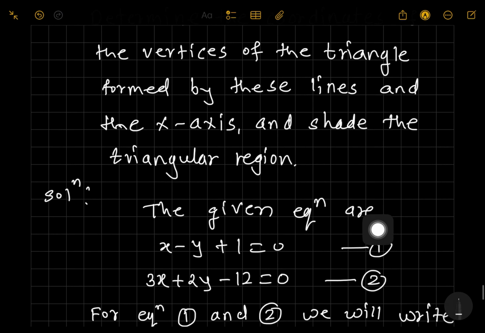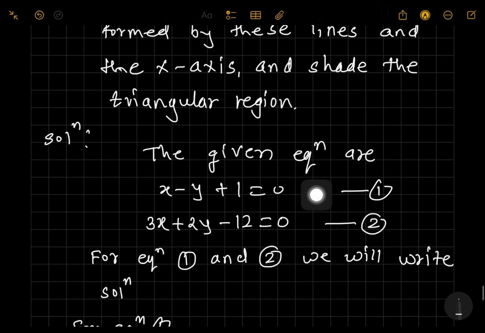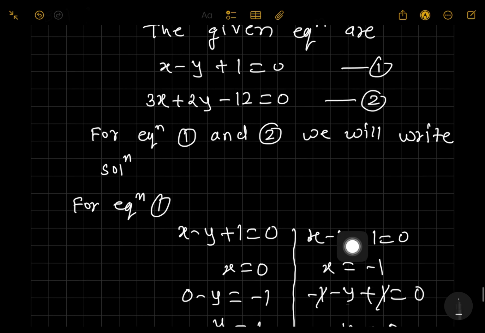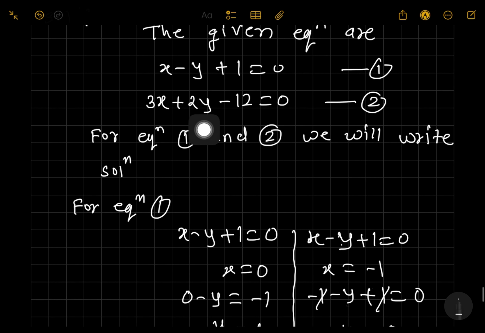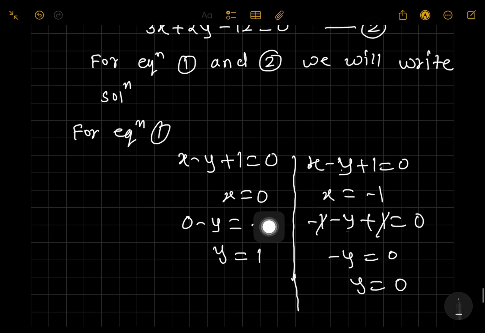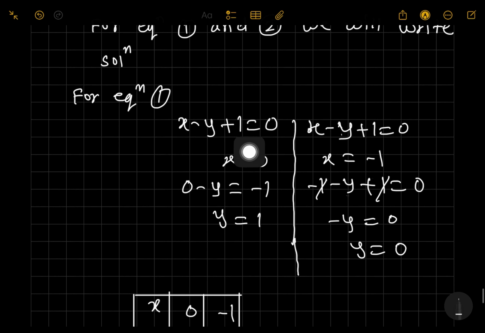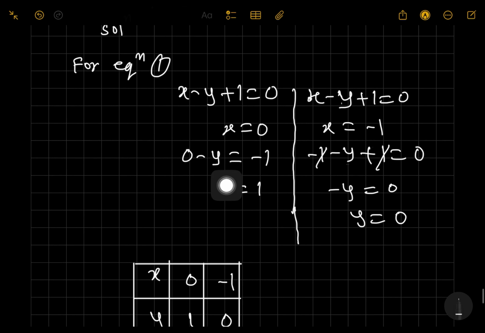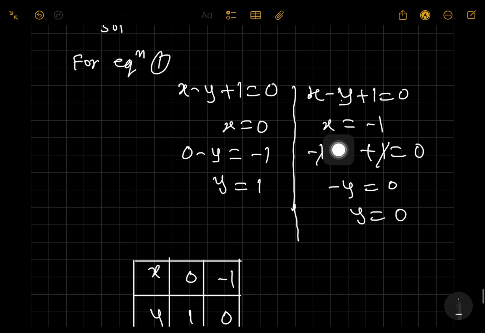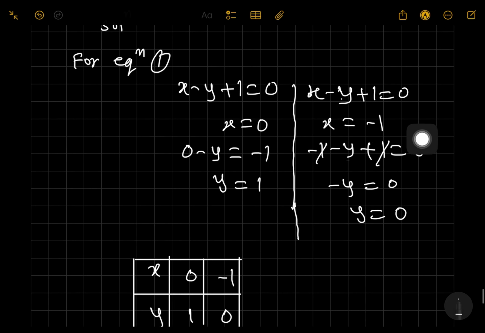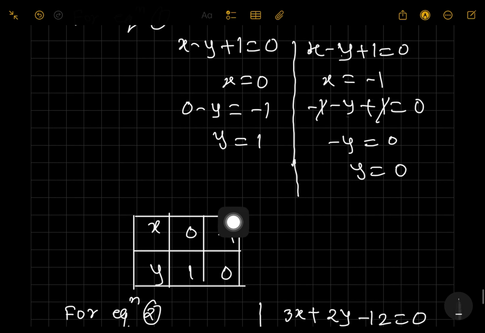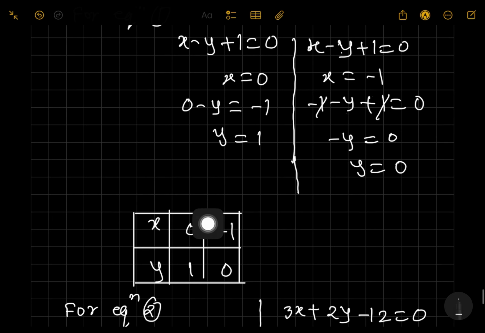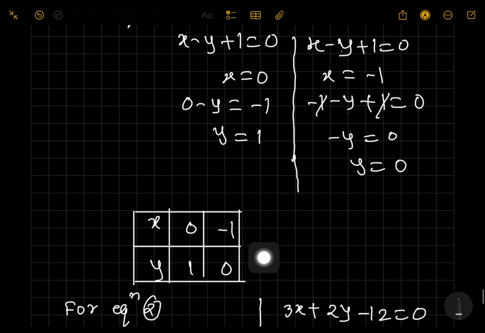Now the given equations are there, these two equations are already given. From this equation we can find out the values of x and y. Here also x and y means we will get the points, two values we have to find out. Suppose in the equation x equal to 0, then y equal to 1. Then if you put x equal to minus 1, then you will get y equal to 0. These are the values we put here: (0, 1) and (minus 1, 0).